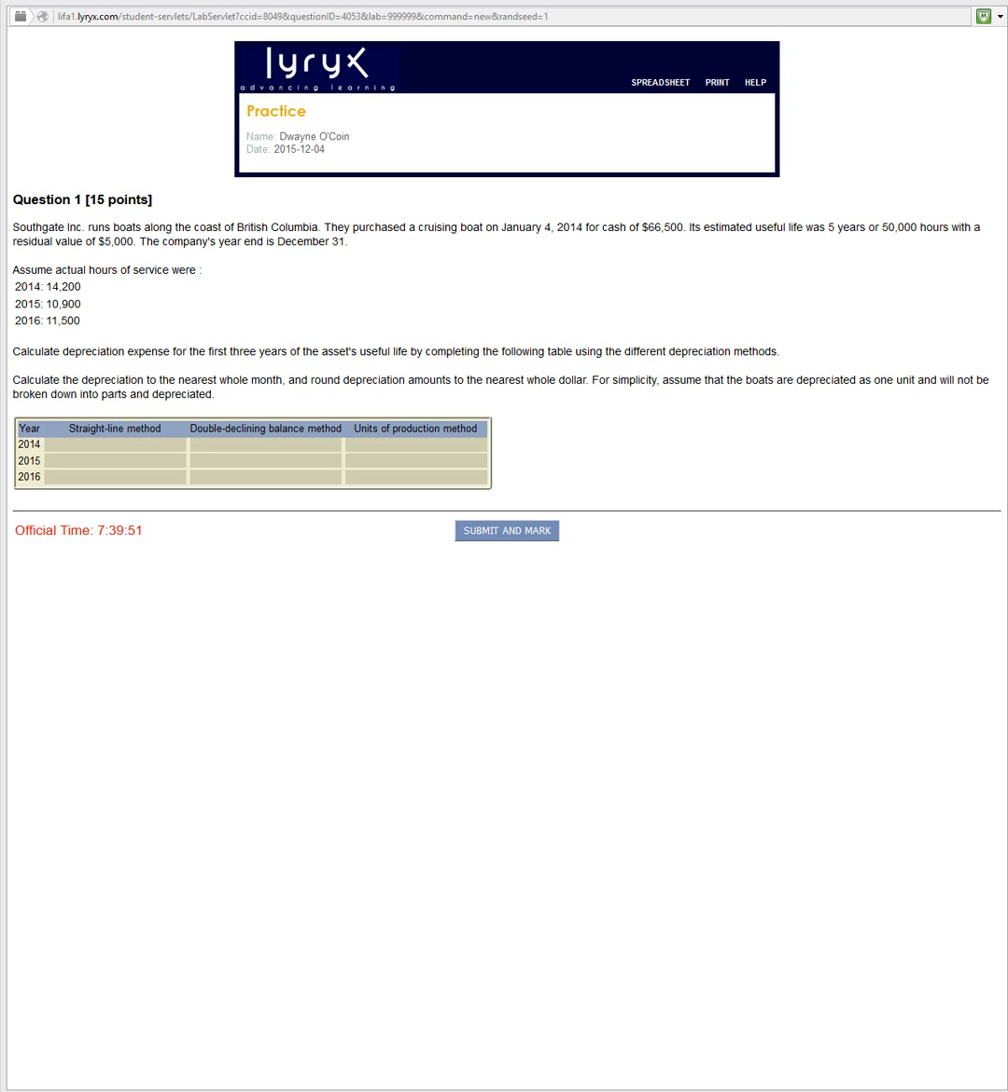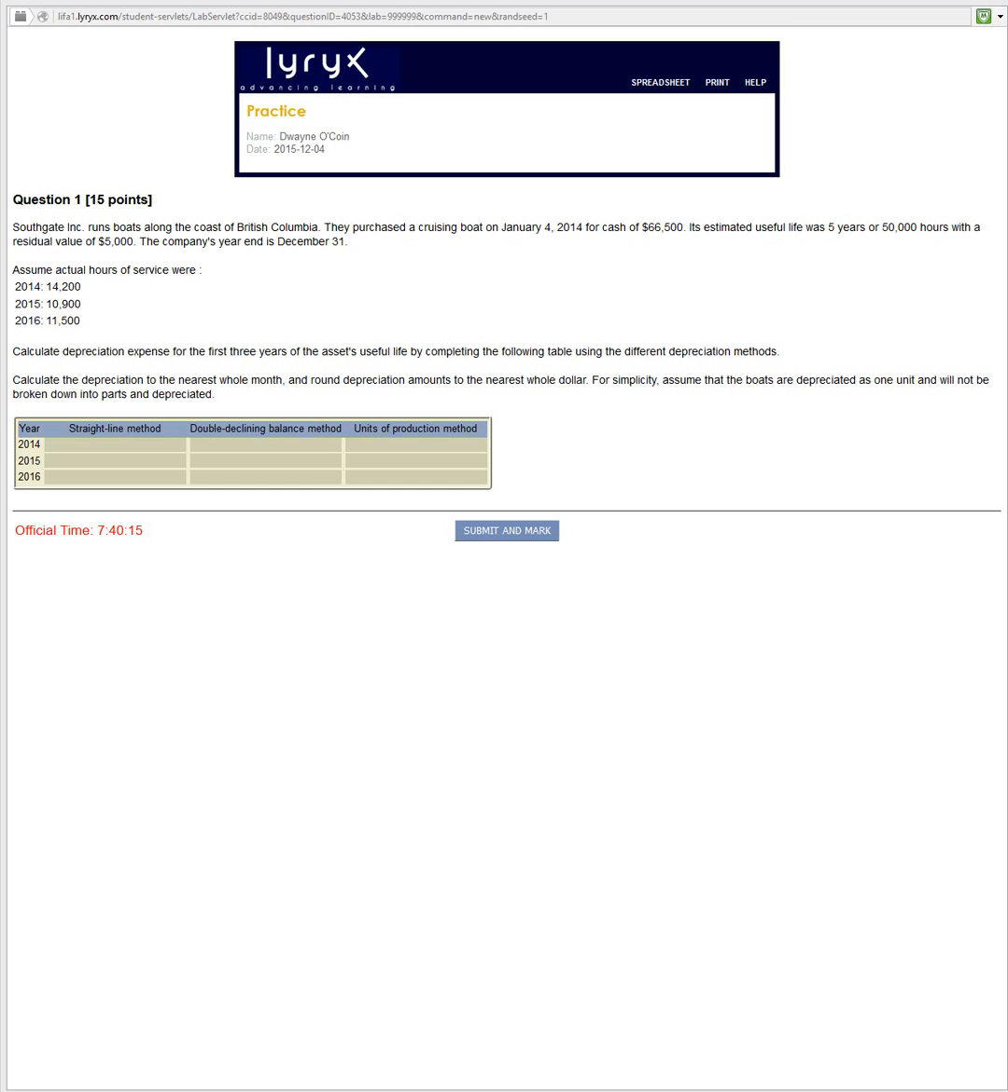Okay, welcome back. This is Lab 8.2, and this is the first question of 3. And we are calculating the amount of the depreciation for the first 3 years, 2014, 15, and 16, using 3 alternative methods. And Southgate Inc. runs boats along the coast of BC.